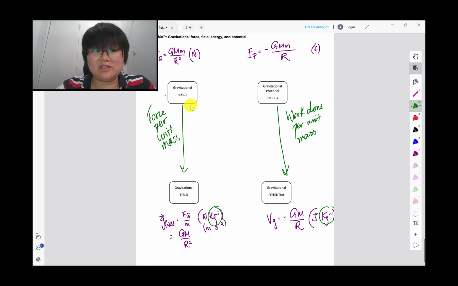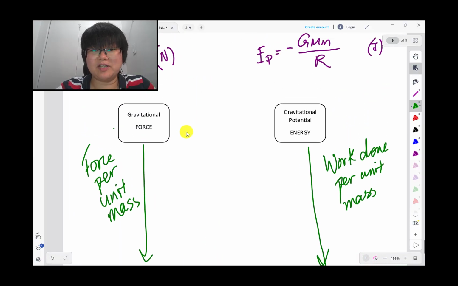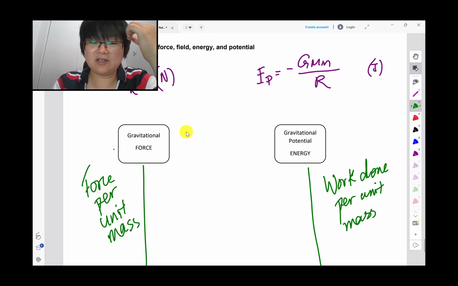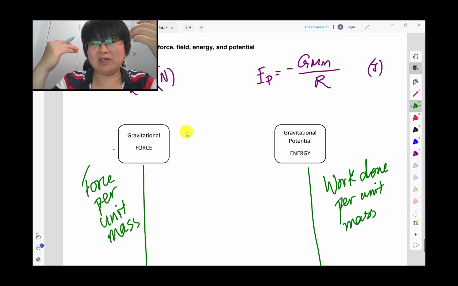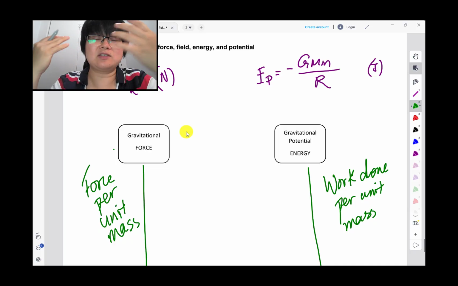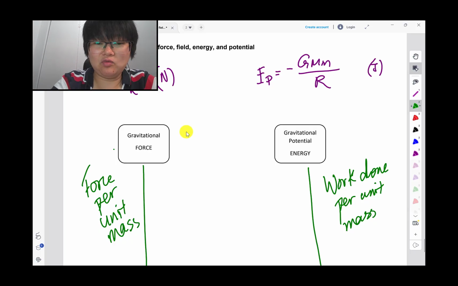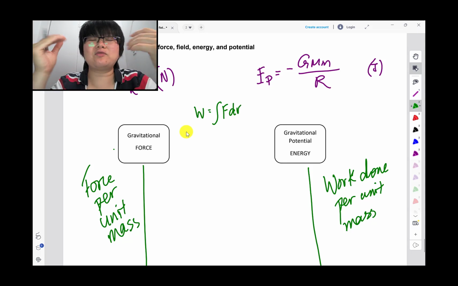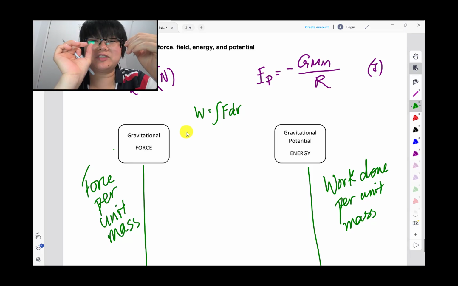Now we want to look at the top two, gravitational force and gravitational potential energy. I believe this probably was the first video that came out. We talked about how gravitational potential energy is related to the gravitational force. And because gravitational potential energy is work done, we know that if we take the work and sum it up over space as you're moving your object, then the sum of all those individual forces times their individual displacements is going to give you the total amount of work.